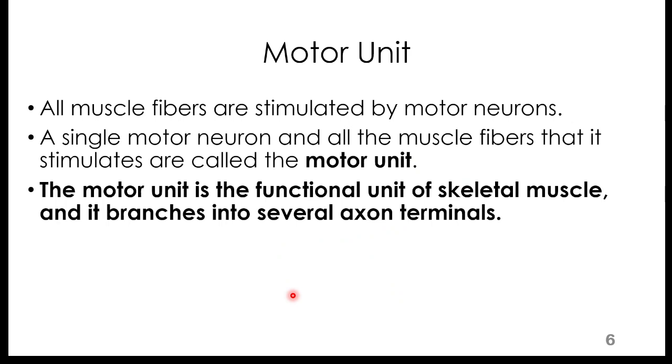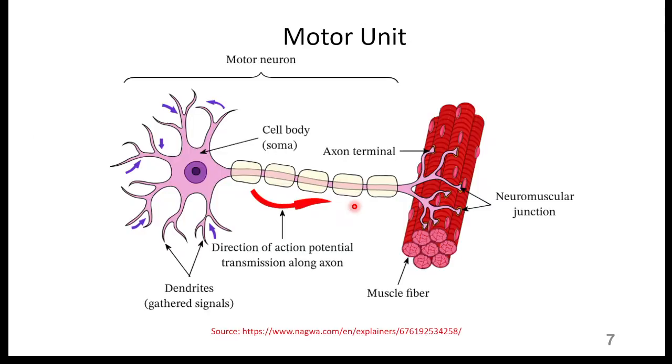Now, a single motor neuron and all the muscle fibers that it stimulates is referred to as the motor unit, which is the functional unit of the skeletal muscle. Now, this shows an illustration of a motor unit. In this case, you can see a single neuron innervating seven muscle fibers. All right, so this is a motor unit.